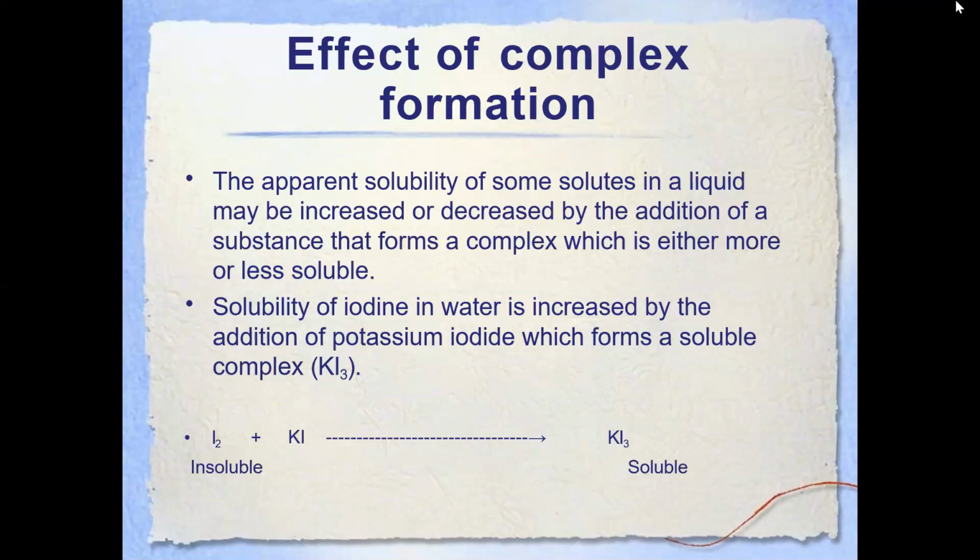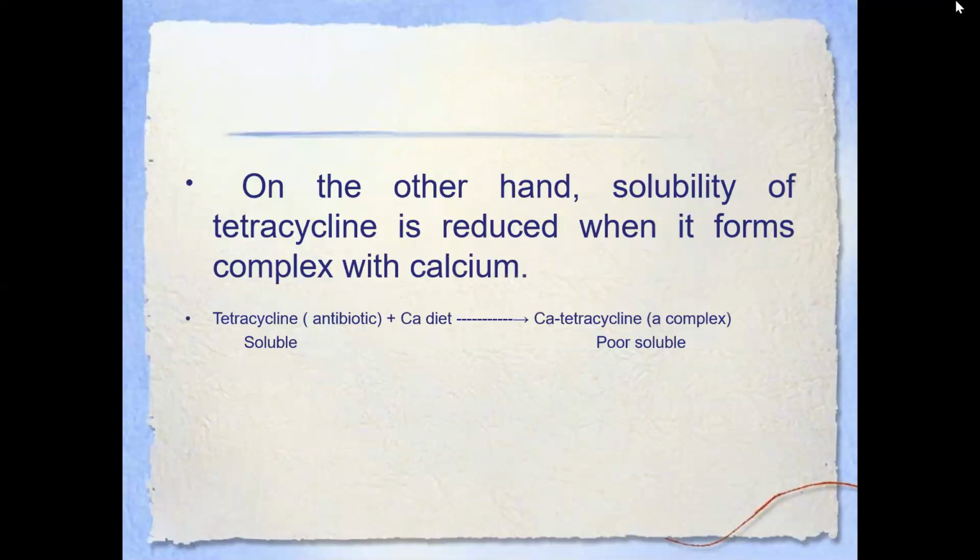Then the next factor is complex formation. The apparent solubility of a solute in a liquid may increase or decrease by the addition of a substance that forms a complex which is either more or less soluble. The solubility of iodine in water is increased by the addition of potassium iodide, which forms a soluble complex, that is KI3. Iodine is insoluble, and after addition of KI it is converted into the complex KI3, which is soluble in water.